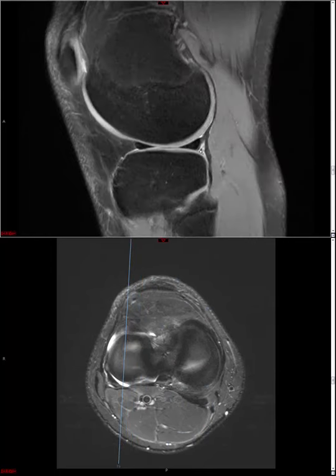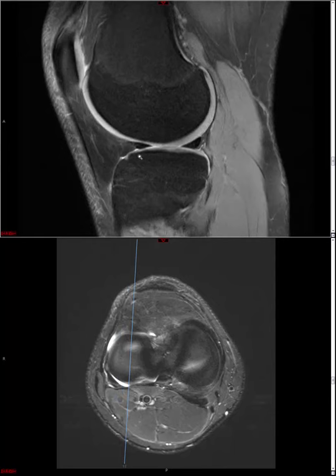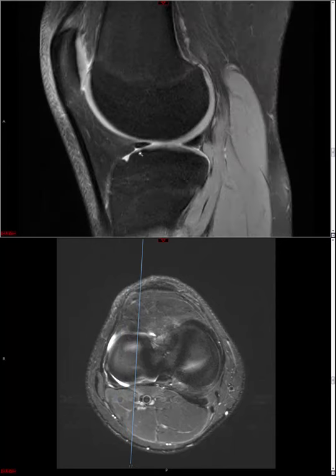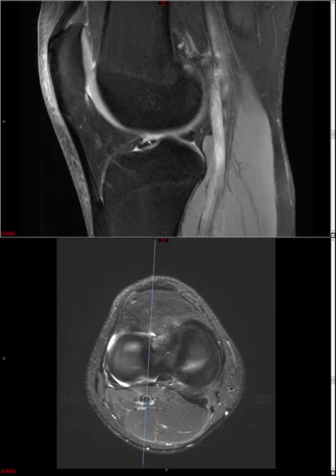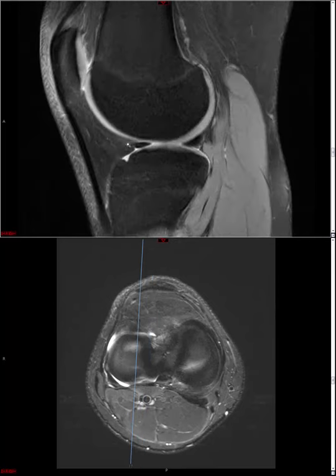You may sometimes see a cyst next to the tear, a so-called parameniscal cyst, and generally that is a pretty good indicator that there's an underlying tear in most locations except adjacent to the anterior horn of the lateral meniscus. So studies have shown that in this location it's not nearly as well correlated with finding a meniscal tear at arthroscopy. So if you see a cyst next to the anterior horn lateral meniscus, be a little careful.